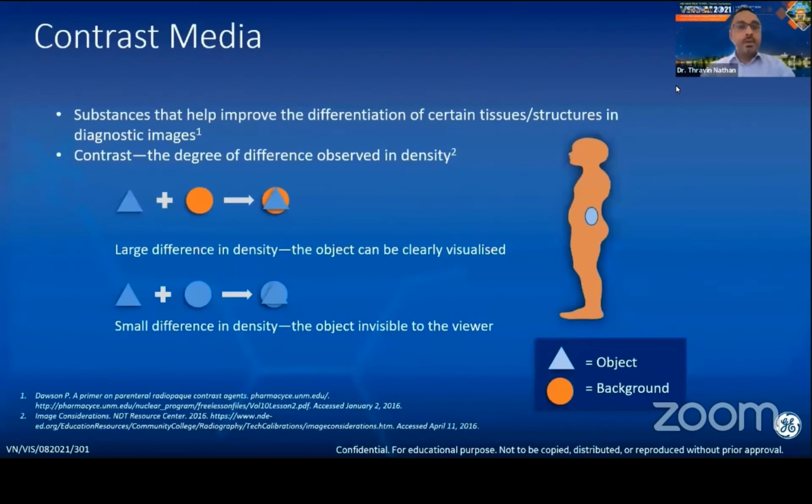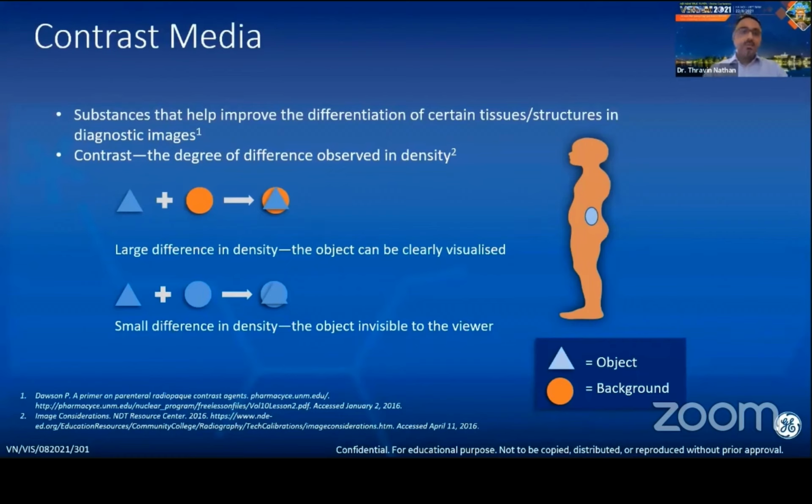So contrast media. What is contrast media? So they're basically substances that help improve the differentiation of certain tissue structures in diagnostic imaging. Contrast is the degree of difference observed in density.